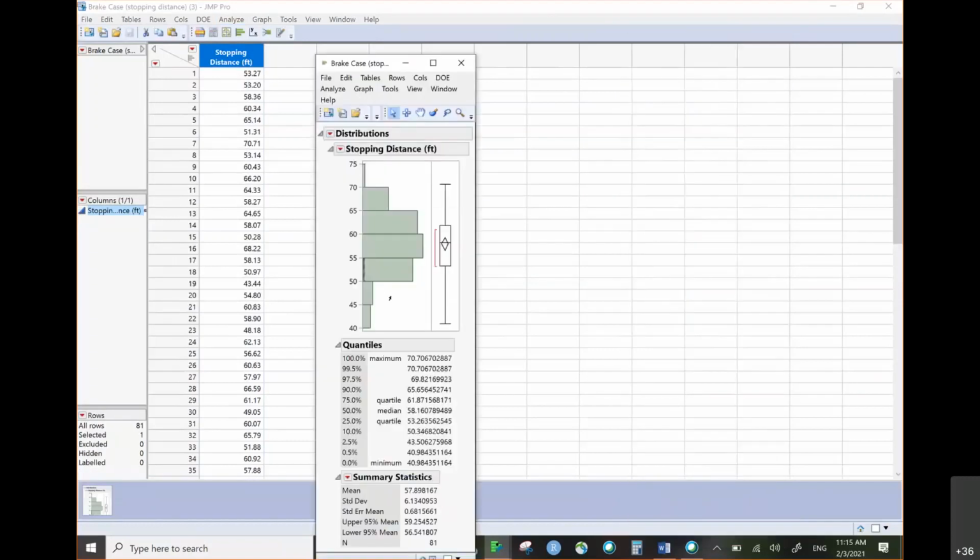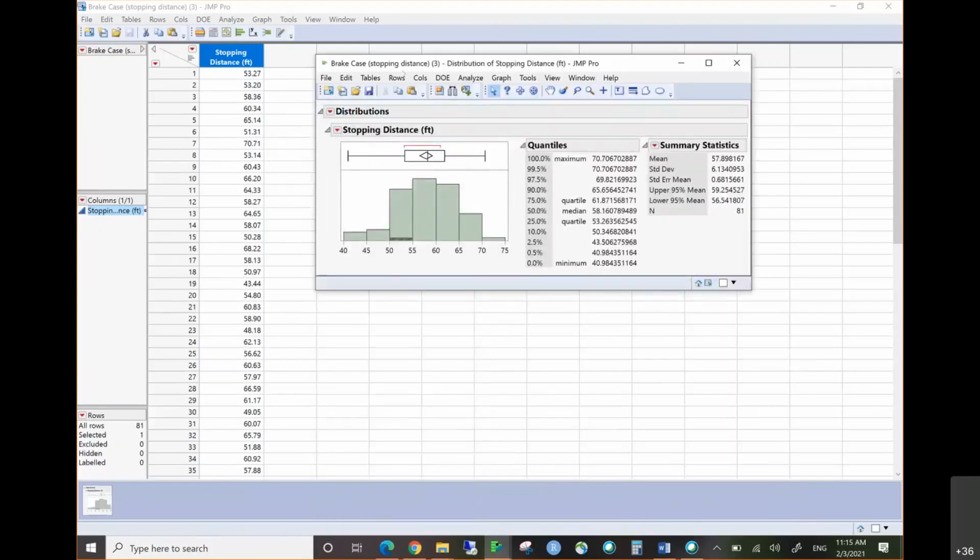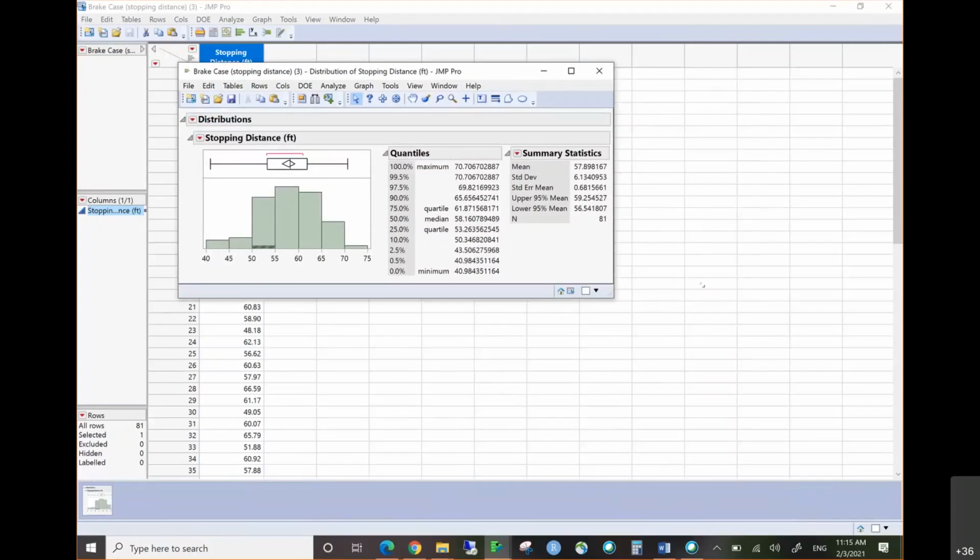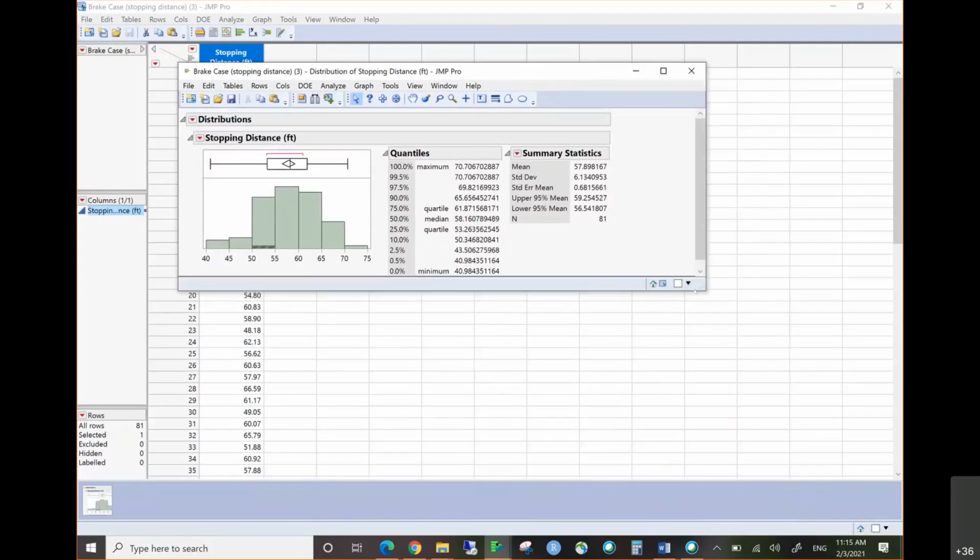This direction looks weird, so let's change the direction by clicking the red triangle and then Stack. And then you should have the direction that you're familiar with. Now in the default output, you will have the upper 95% and lower 95%. So this is a 95% confidence interval for the stopping distance.